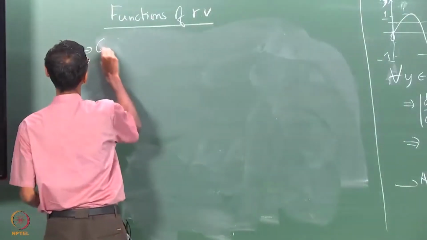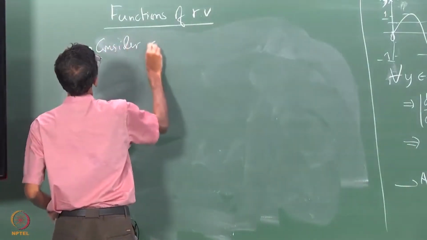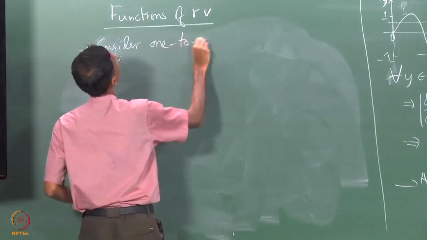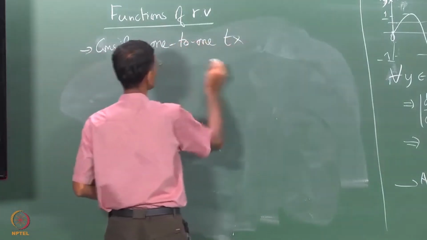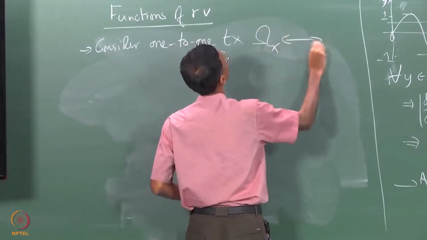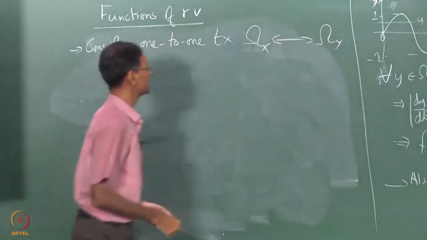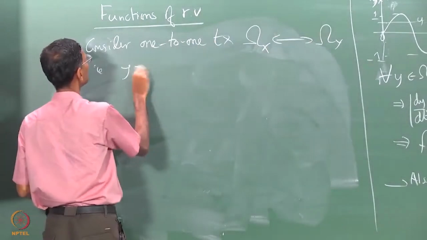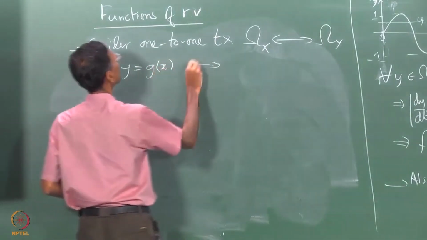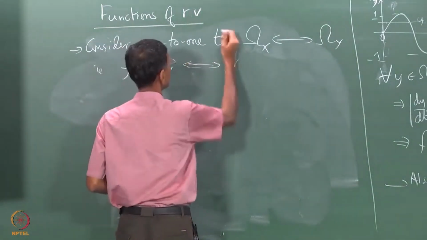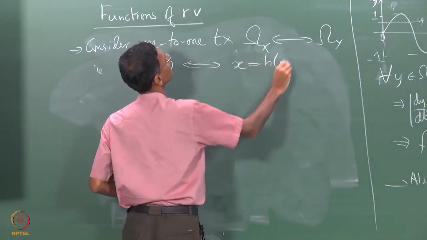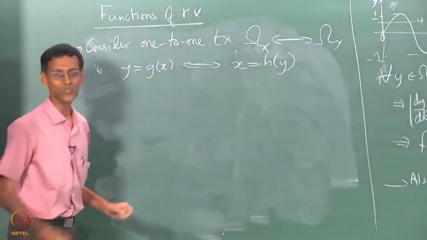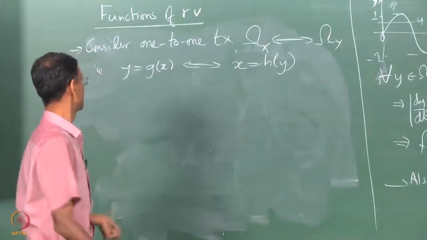So, consider a 1-to-1 transformation T from omega x to omega y. Now I can put the arrow both ways, i.e., I have y equal to g of x and I have x equal to h of y. I have both functions. This could be increasing or decreasing.